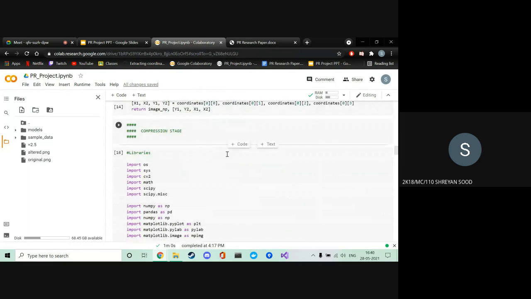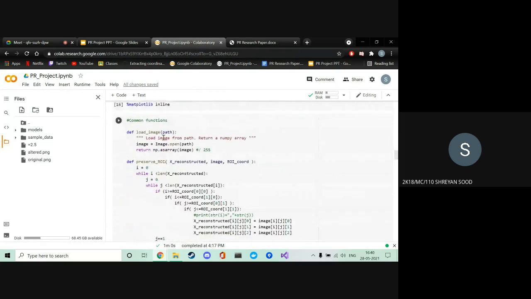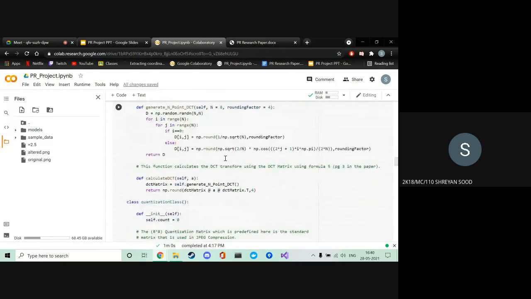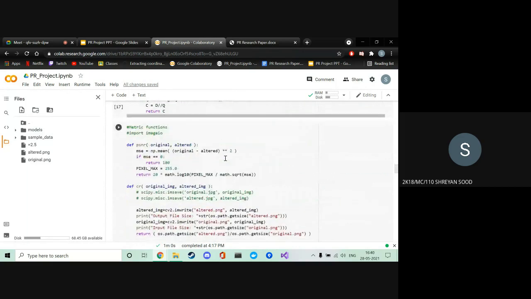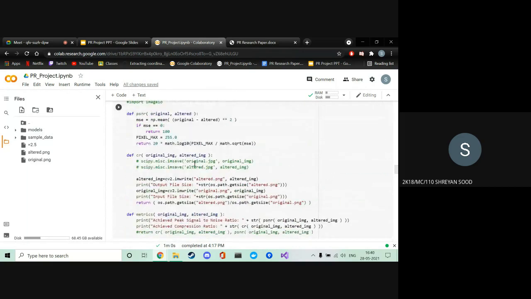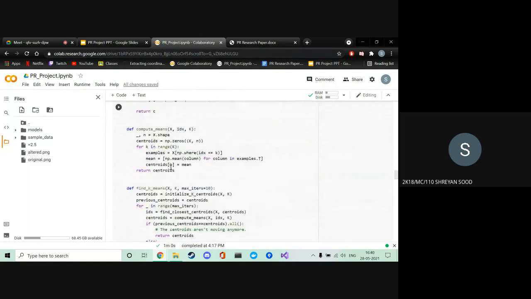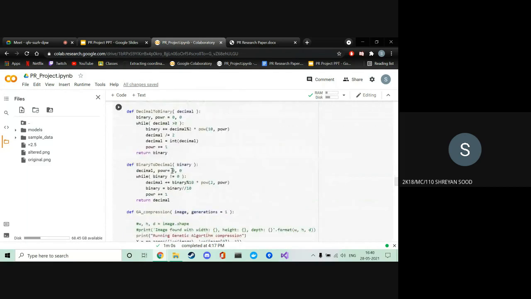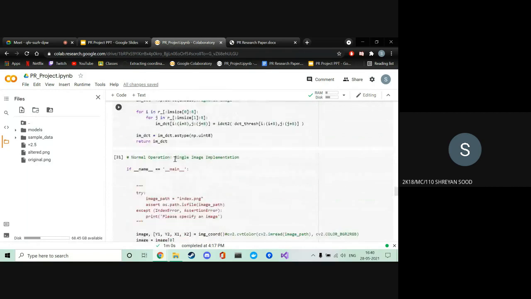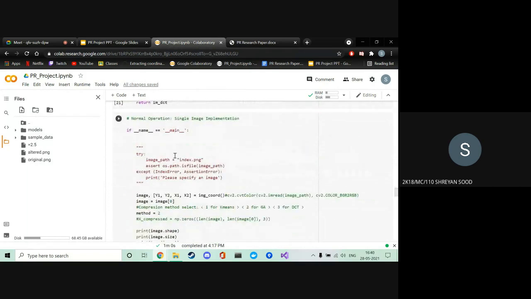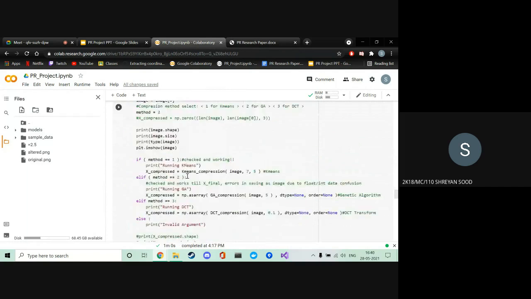Moving on to the compression stage, importing the libraries and some common functions. Then these are the functions to calculate the metrics. The function for k-means method. This is the function for GA method. This is the function for DCT method. And this is the inferencing function for getting the results.